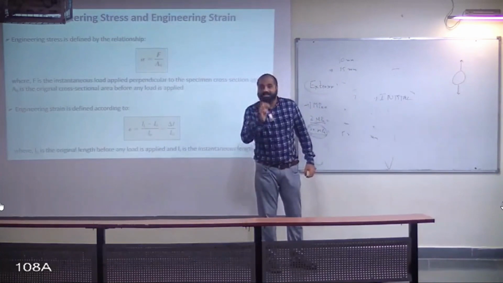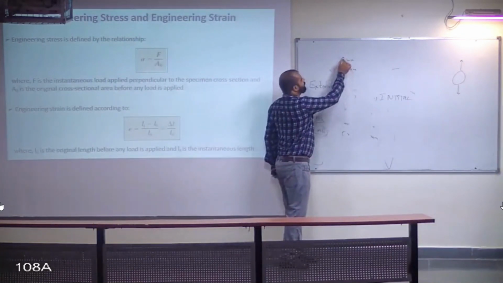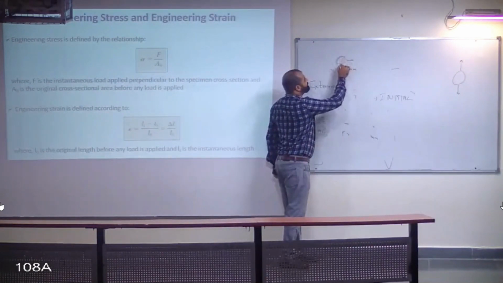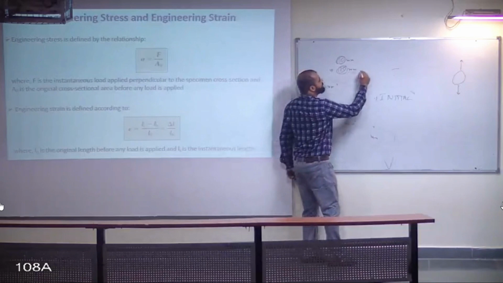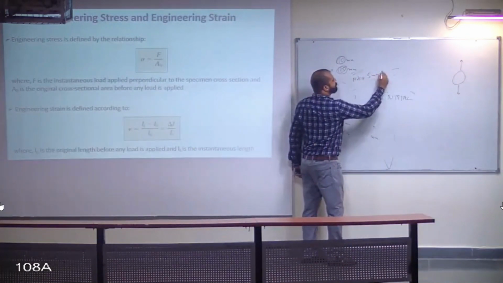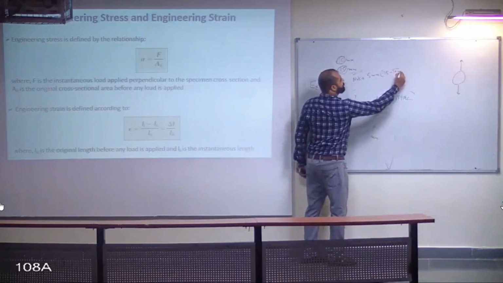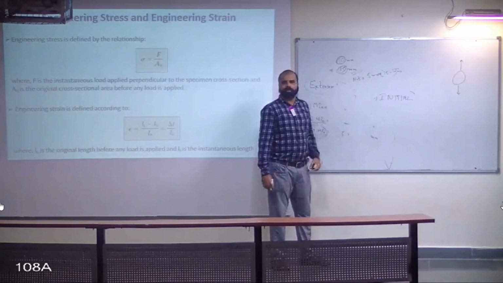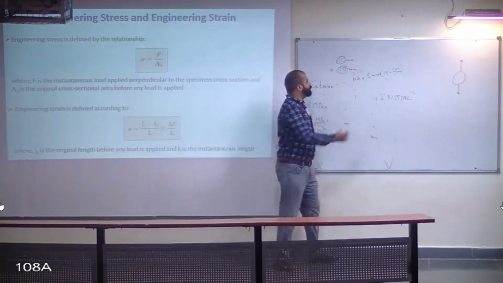So what is the change in length? Final length minus initial length, or you can say instantaneous length minus initial length. So net change in length क्या हो गया? 5 mm. बोले तो 15 minus 10 mm, यही तो हो गया आपका ना, 5 mm divided by original length. Original.